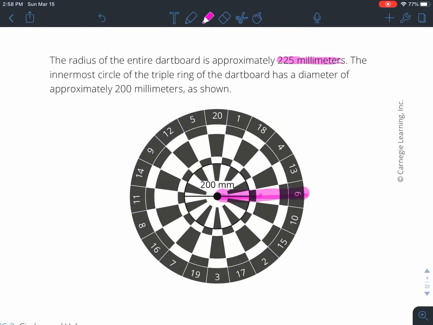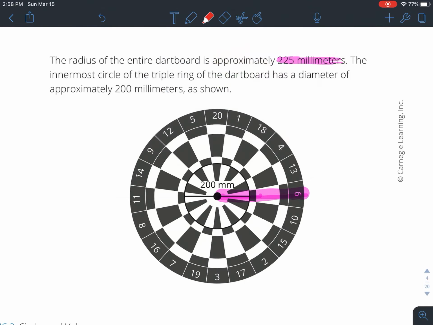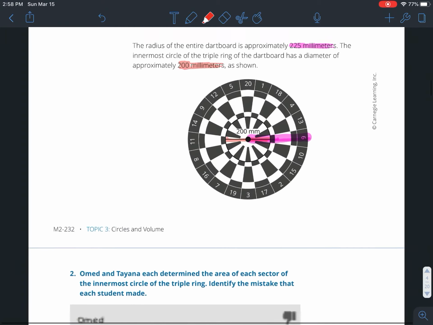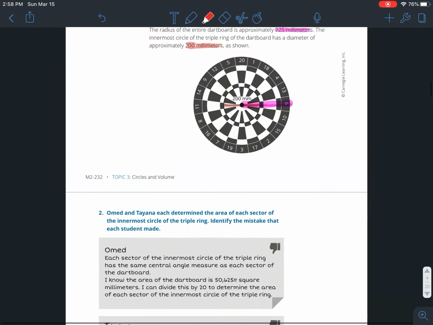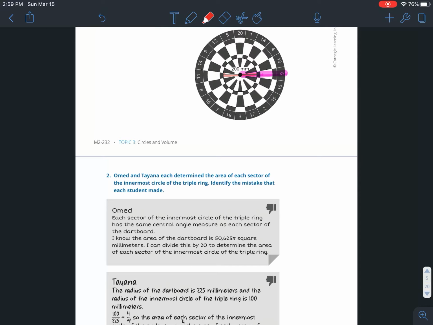So that pink line that I'm talking about right there is the overall radius. Now, what I'm going to put in the red, that's going to be a little thinner mark, they're saying is that the diameter of the inner circle is right here, what's in the red. Okay? I know it's not easy, but they're going to take us to the next page to see this. So just try to do the best that you can see. Next page on 2 says, Omid and Tanya each determine the area of each sector of the innermost circle of the triple ring. Identify the mistake that each student made.